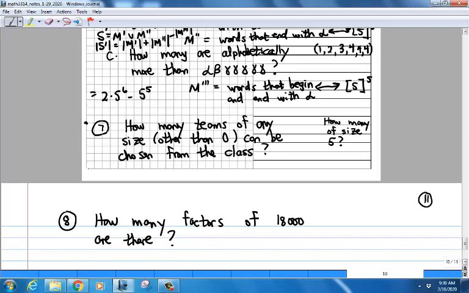So how many teams can be chosen from the class? Ooh, all right. So how do we do that? How are we going to think about that? And then we can think about, suppose we want the team to have size 5. How would that be different? All right. Here's my suggestion.